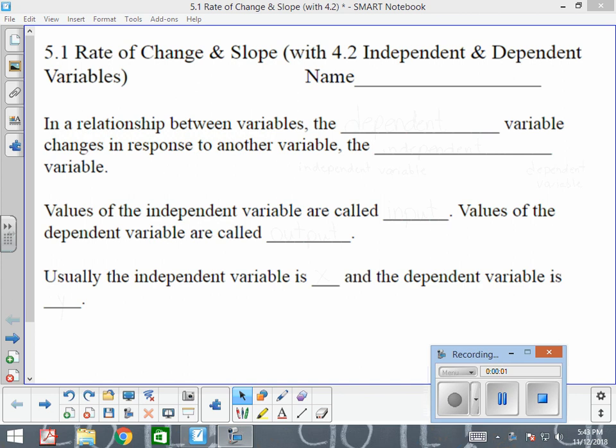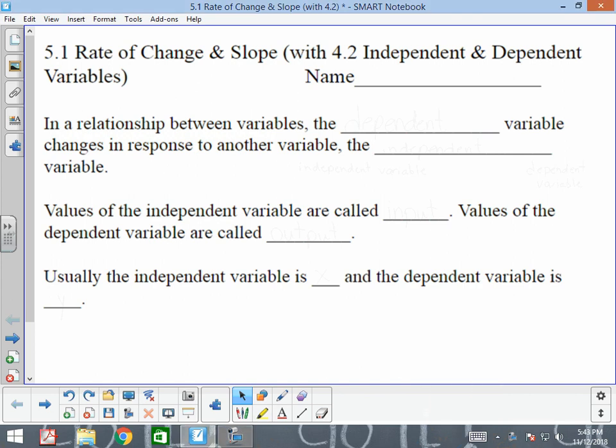5.1. We're going to talk about rate of change and slope, and we're also going to pull in some material from 4.2. Right now we're going to skip chapter 4, but I am going to pull in a little bit of 4.2, which is talking about independent and dependent variables.